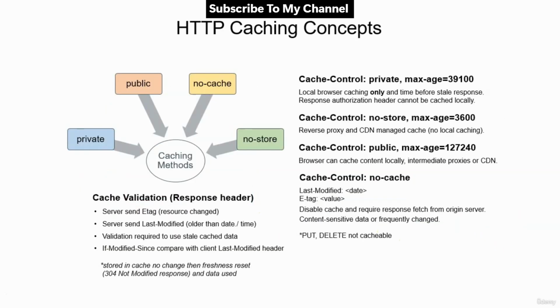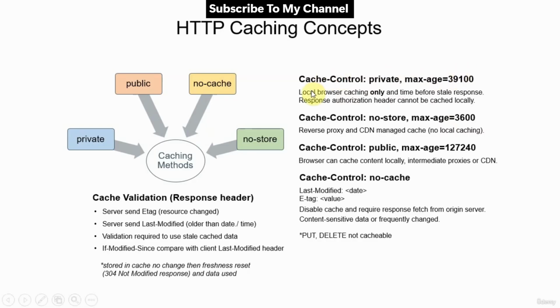More information on caching. You have 4 types. You have private, public, no cache, and no store. 4 basic cache control methods. So to start with, cache control private has a max age. That's just the amount of time that it's going to be considered fresh in the cache.